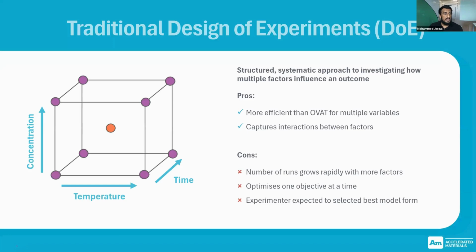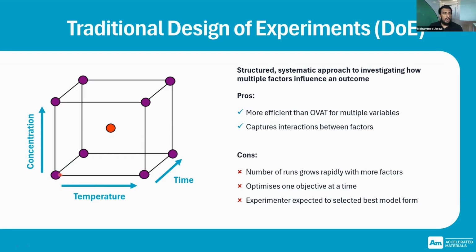So one way to address this is traditional design of experiments. A lot of you will be familiar with this, and it is a big step up from OVAT, from varying one variable at a time. For those of you who are unfamiliar, what we do is we run a cube of experiments. This point here will be at a low temperature, low time, and a low concentration. This point here will be at a high temperature, still a low time, and a low concentration. And then we just go through the grid systematically.